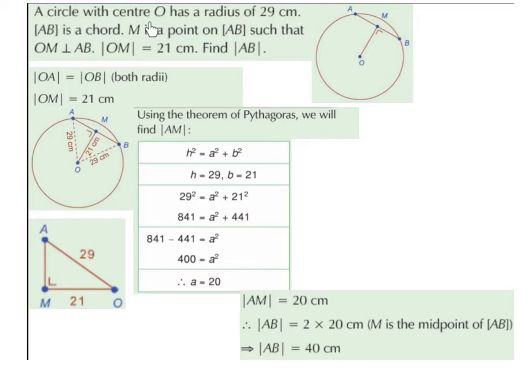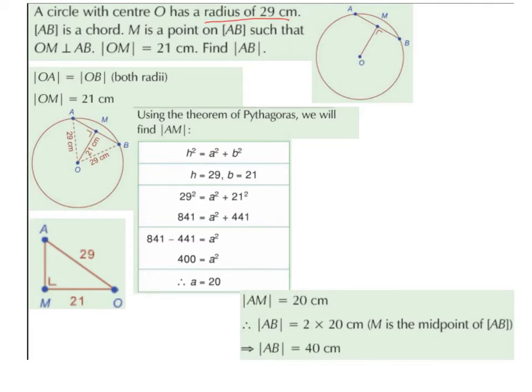A circle with a center O has a radius of 29 centimeters. So here's our circle, here's our center, and we have a radius of 29 centimeters. So from the center to the edge will be 29 centimeters.